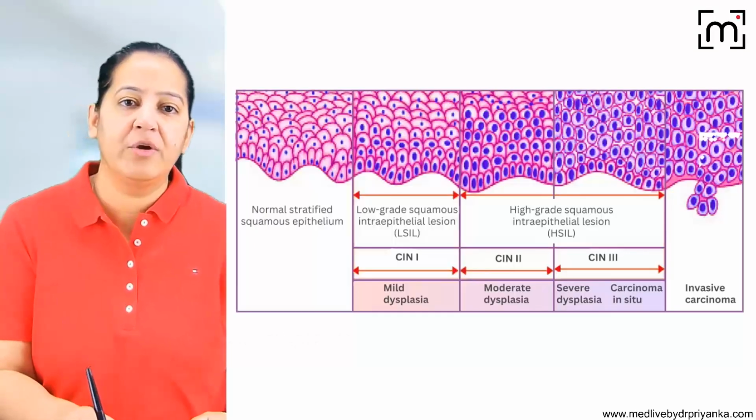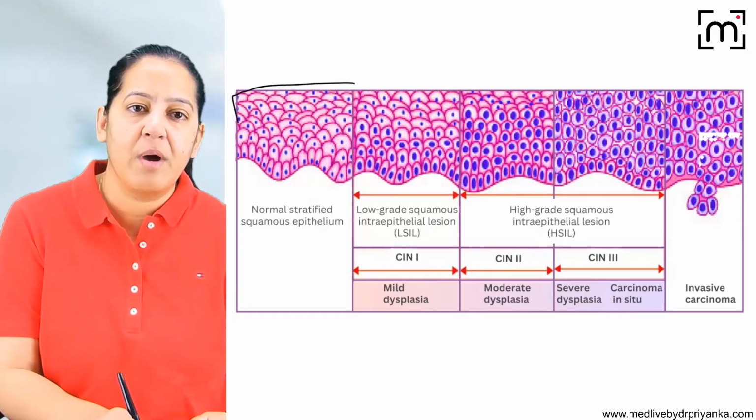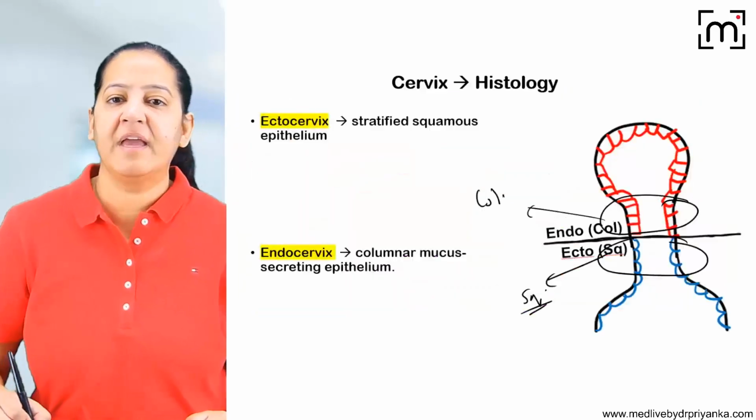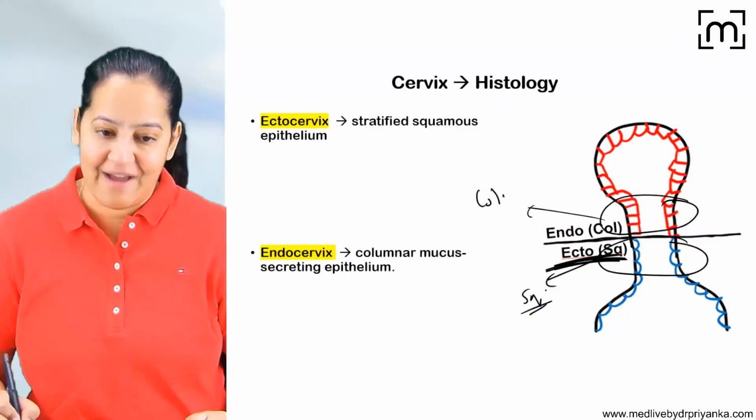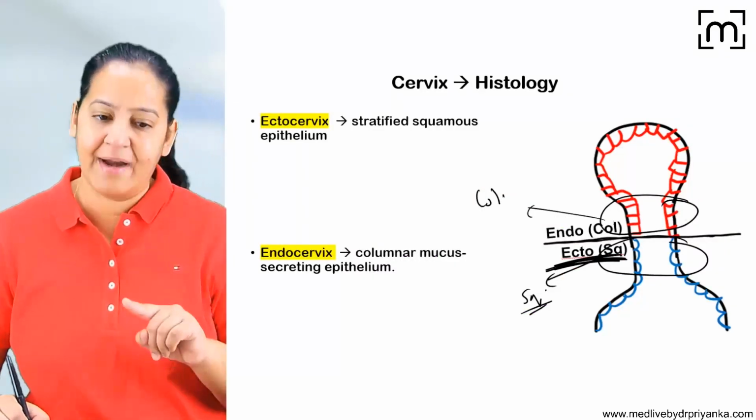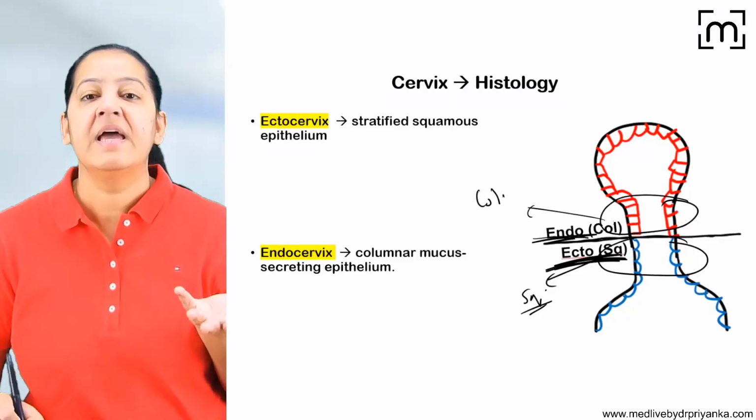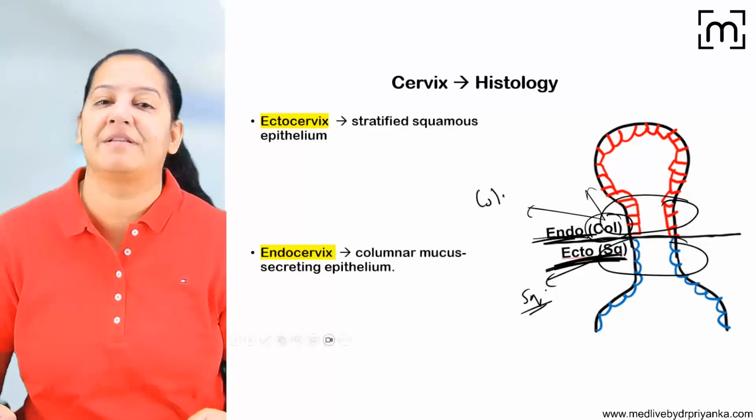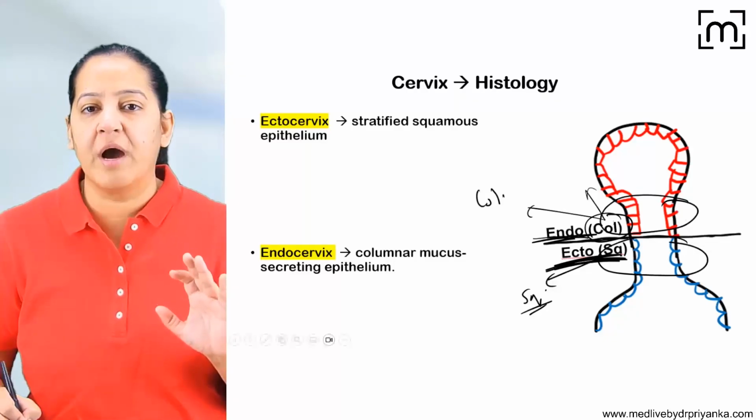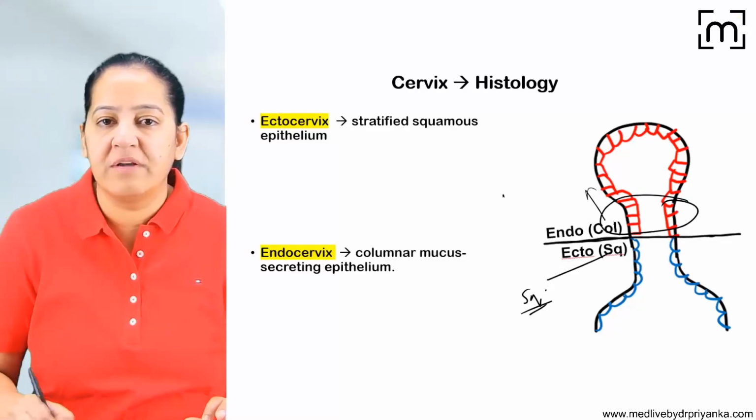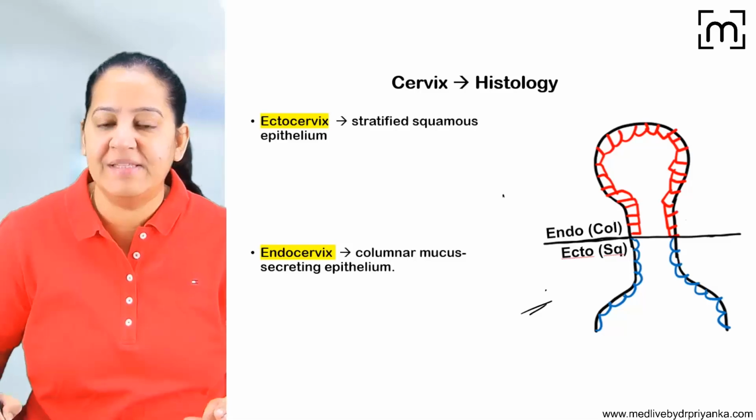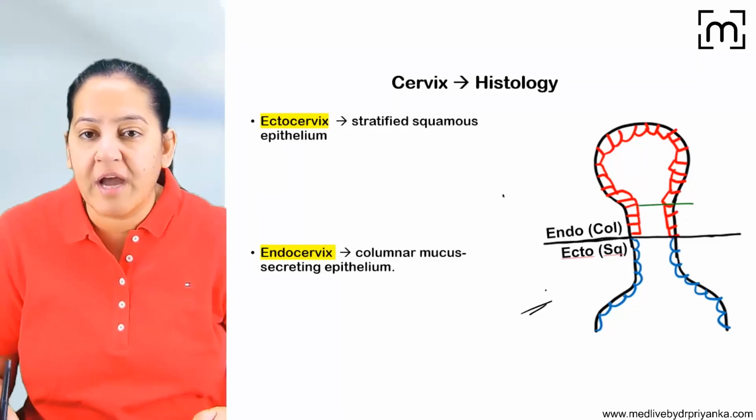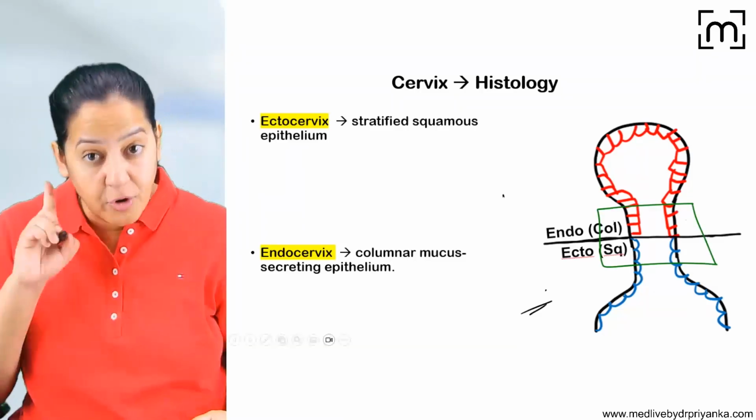So here I am showing you this diagram. This one is squamous epithelium. You may be thinking it is ectocervix. The ectocervix has the squamous epithelium. It can be ectocervix, but sometimes it can be endocervix, where the columnar epithelium is transformed to squamous by metaplasia. So we are talking about this zone. Whatever diagrams I show you, please understand, I am talking about the cervix.